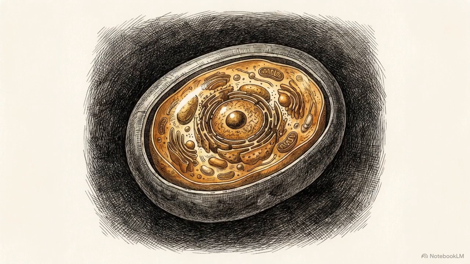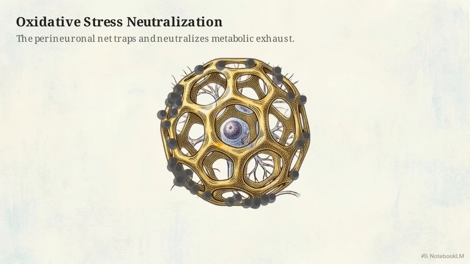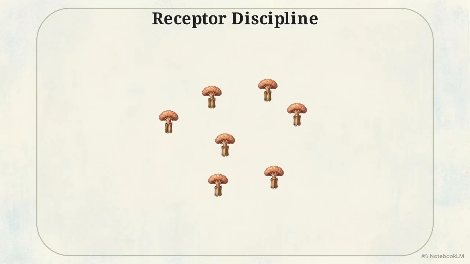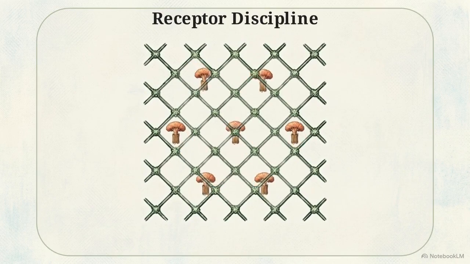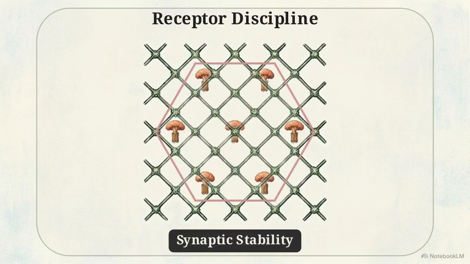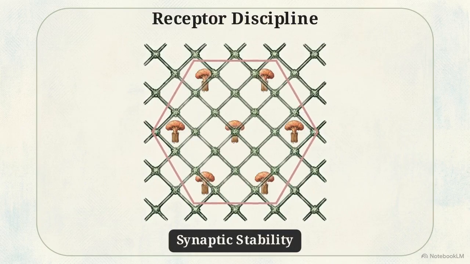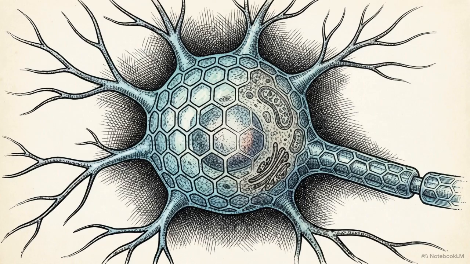Second, the net operates as a localized antioxidant shield. The cell produces heavy metabolic exhaust, and the matrix traps and neutralizes the resulting oxidative stress before it can breach the membrane. Third, the rigid lattice physically locks the cell's receptors in place. By restricting the lateral mobility of glutamate receptors, the net maintains synaptic stability. The net is a metabolically extravagant, multi-tool armor. Its physical integrity is the only thing keeping the parvalbumin cell alive.